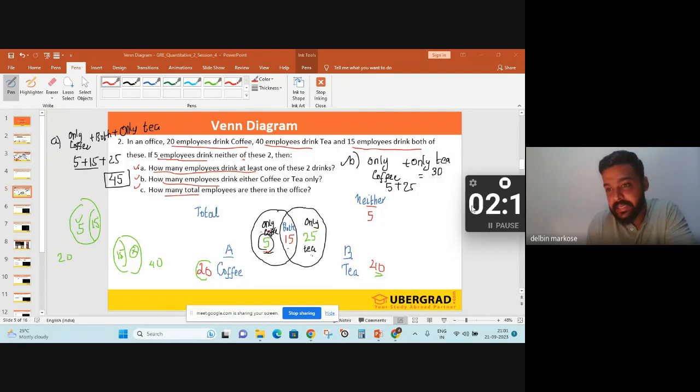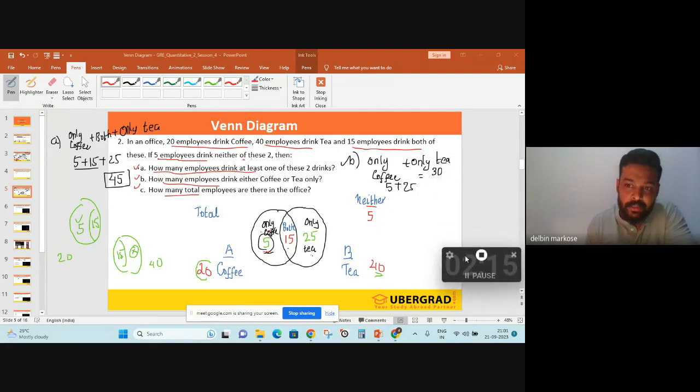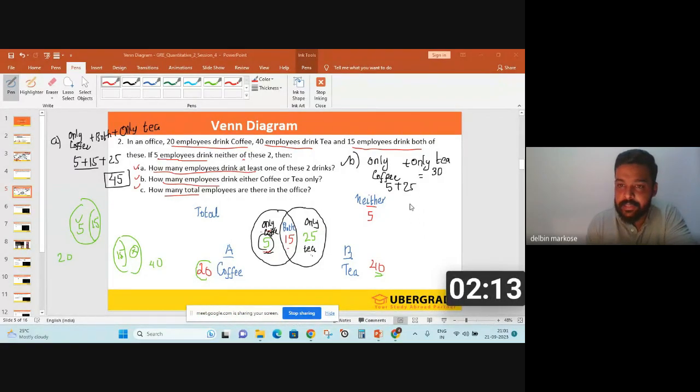How they can complicate a Venn diagram question, it's just because of the language. That's why I just discussed this question. Concept-wise, everyone will fill everything. So look at this one. Take 1 minute and type the answer properly. What is the meaning of at least one of these two drinks? What is the meaning of either coffee or tea only, they said? What is the meaning of total? You got every information.